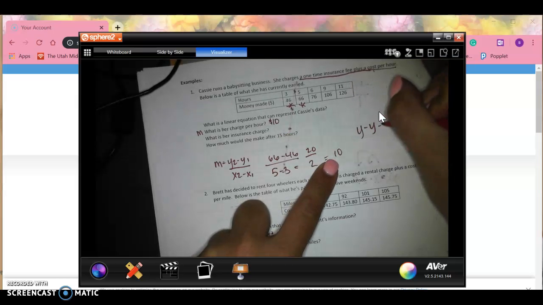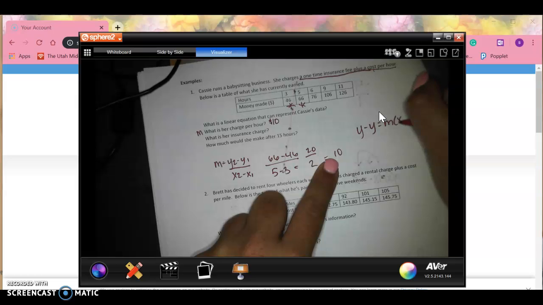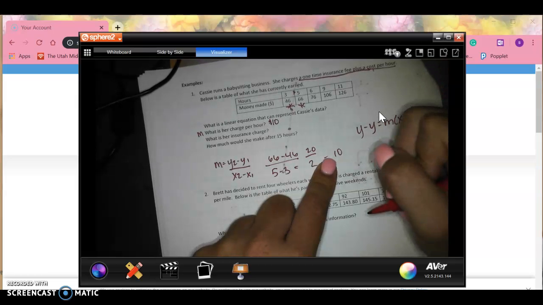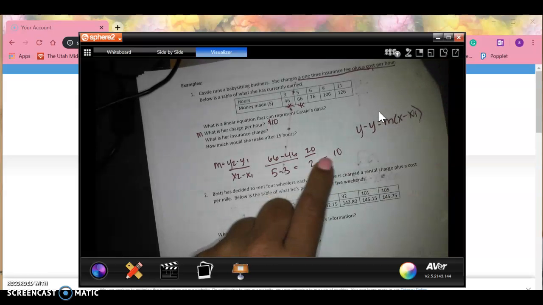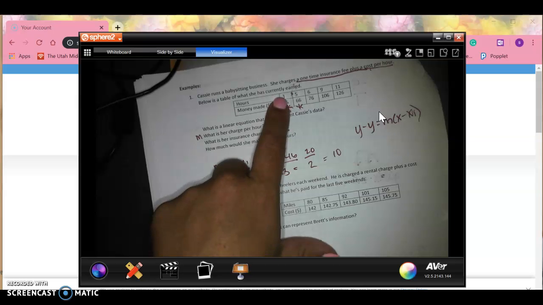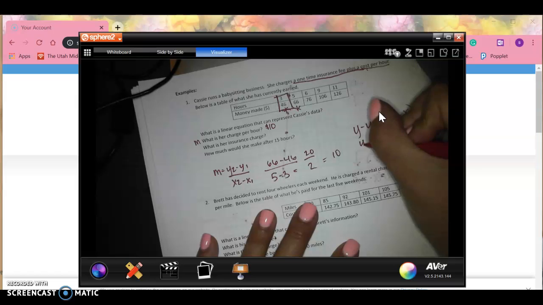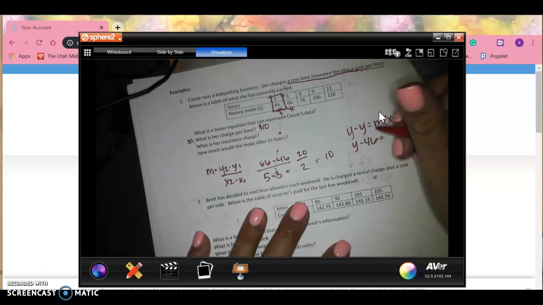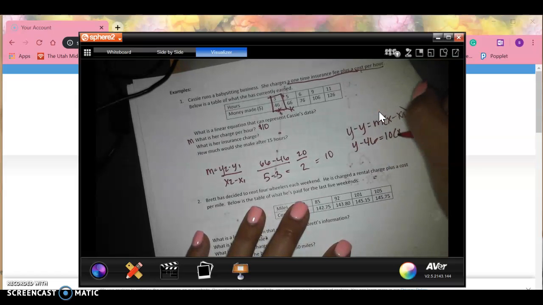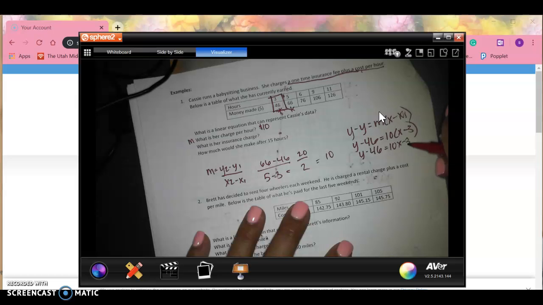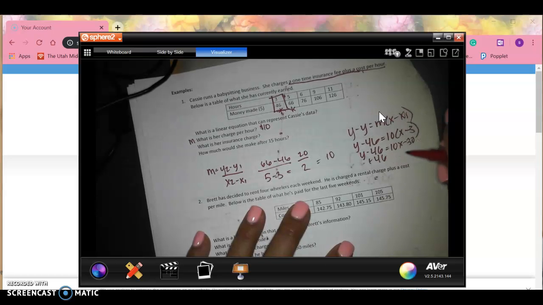We know y minus y1 is equal to m times x minus x1. All right, I'm going to plug in the point 3, 46 as my first x and y. So y minus 46 equals my slope of 10 times x minus 3. Okay, we have y minus 46 is equal to 10x minus 30. Add 46 to both sides. We have y equals 10x plus 16.